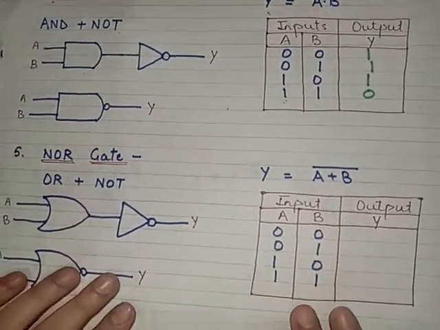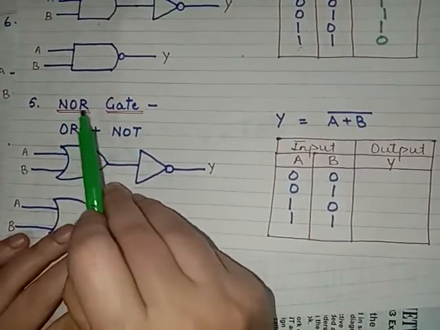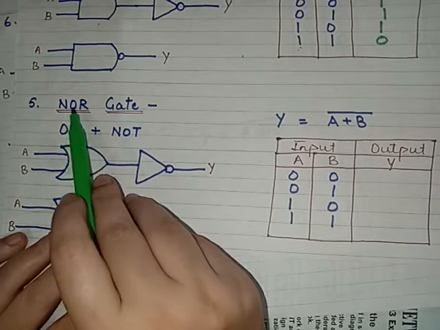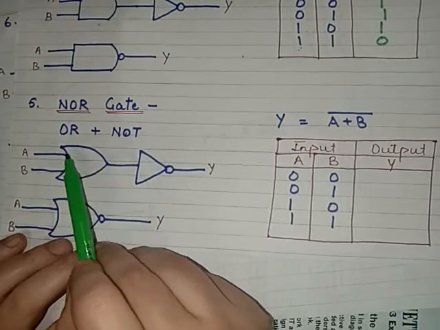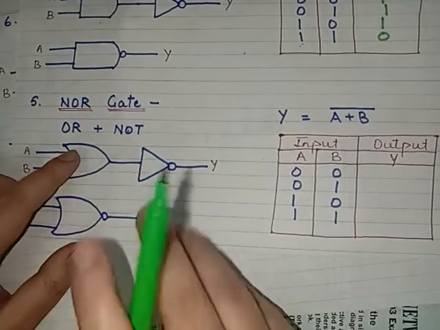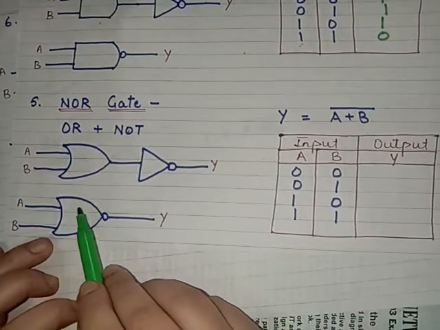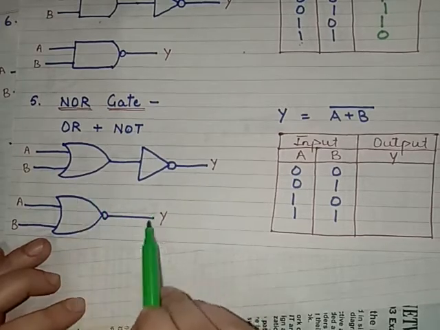So considering the next universal gate, that is the NOR gate. Again, the NOR gate is a combination of OR and NOT, OR plus NOT. So this is a symbol for OR gate, and we have connected a NOT gate also. By combining both of these, we have just connected a bubble with the OR gate. So this is the symbol for NOR gate.